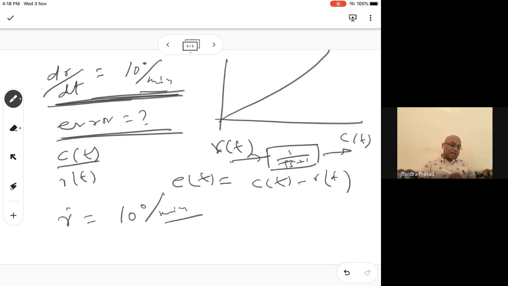So now if we take a Laplace transform of this, then what happens? R dot becomes s R(s) minus R(0). So this is the ramp, so it will be equal to 10 only. So simply we have R(s) equal to 10 over s.